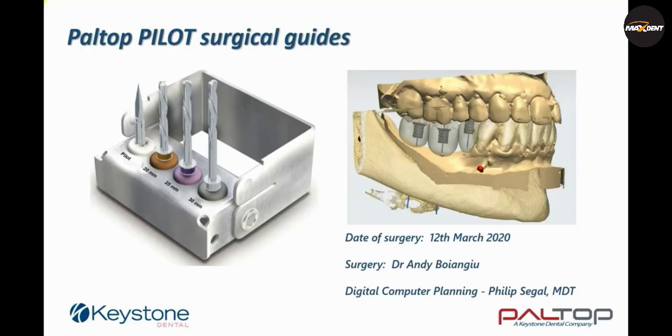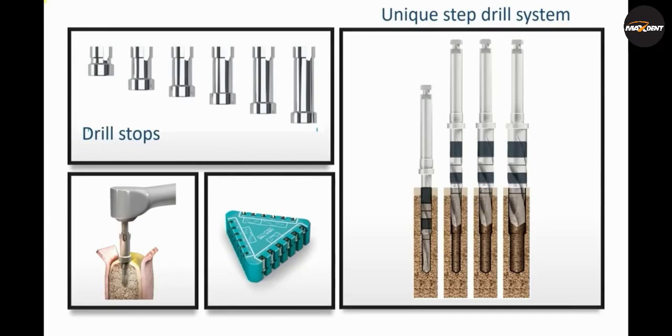Paltop offers a simple guided solution with the Pilot Surgical Guide Kit. The kit includes a first pilot drill and the initial 2 mm diameter drill offering location, angle, and drill depth. The drills come in 20, 25, and 30 mm lengths and are color-coded: brown for 20, purple for 25, and silver for 30. Combining the pilot kit together with a unique step drill system and drill stops enables precise rapid implant positioning.